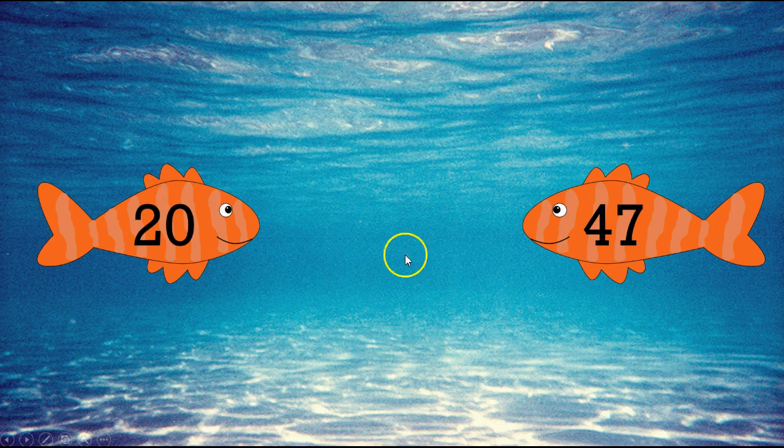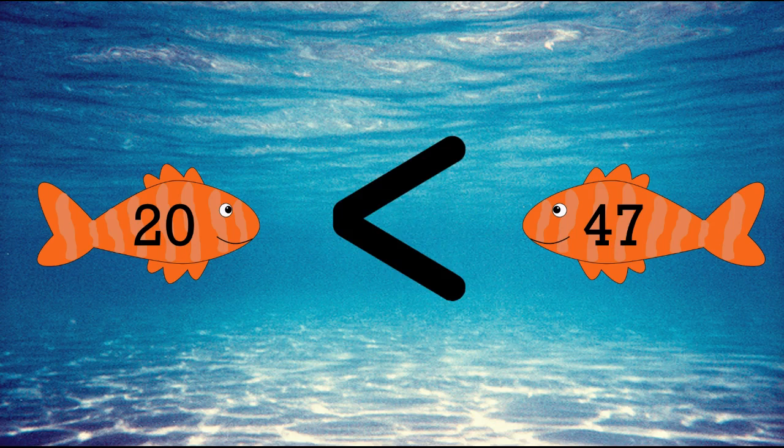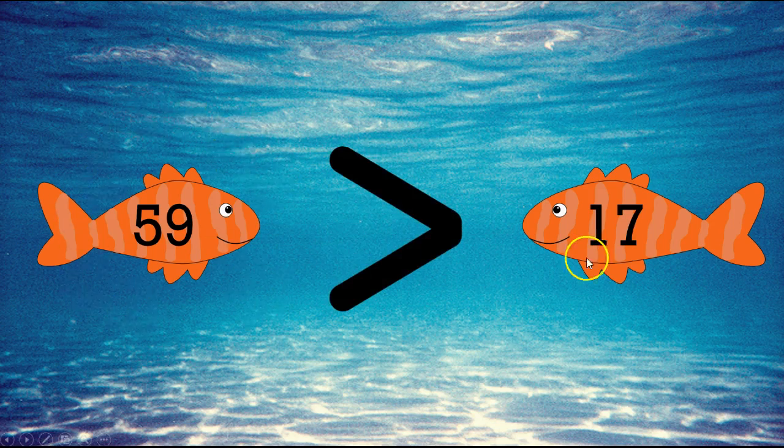Which fish is our sign going to want to eat? Which one is the bigger number? Right, 47. So 20 is less than 47. Let's try this one. 59 and 17. Which one's the bigger number? Right, 59. So we read from left to right. So we would say 59 is greater than 17.